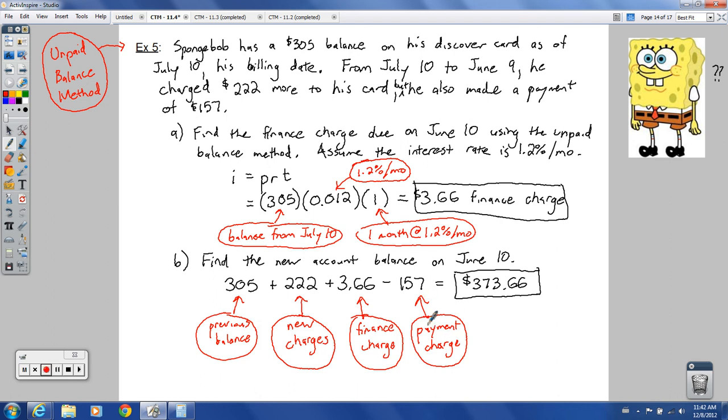So this is the payment charge. What is that? That's the payment made right here. So the payment made is the 157. That's where those numbers came from. And again, intuitively that should make sense. You're adding the things that you owed before and the new charges and the interest, and you're subtracting the payment you made to get that final number.